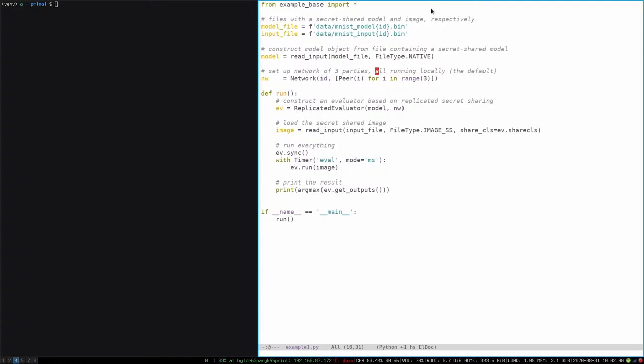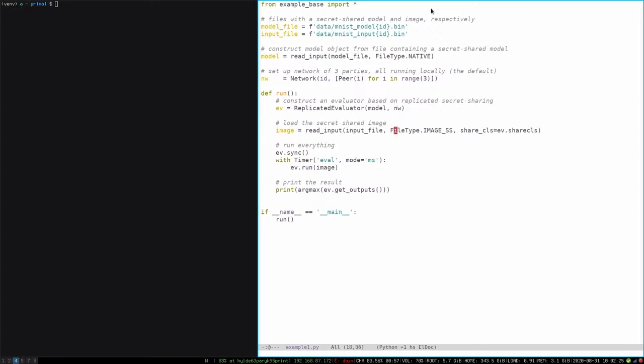So the file type isn't super important here. Native is just to say that it's stored in some format that is also used somehow internally in Primal. Then we construct a network with our ID. This is passed on the command line, and then the IDs of the other parties, basically. There is no port or host name given here, so we just assume that everything is run locally, on a local host. Then we construct an evaluator.